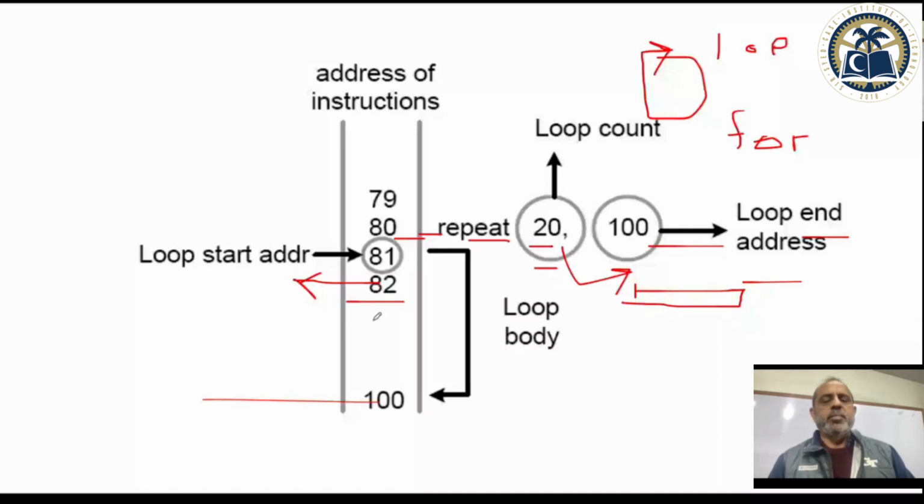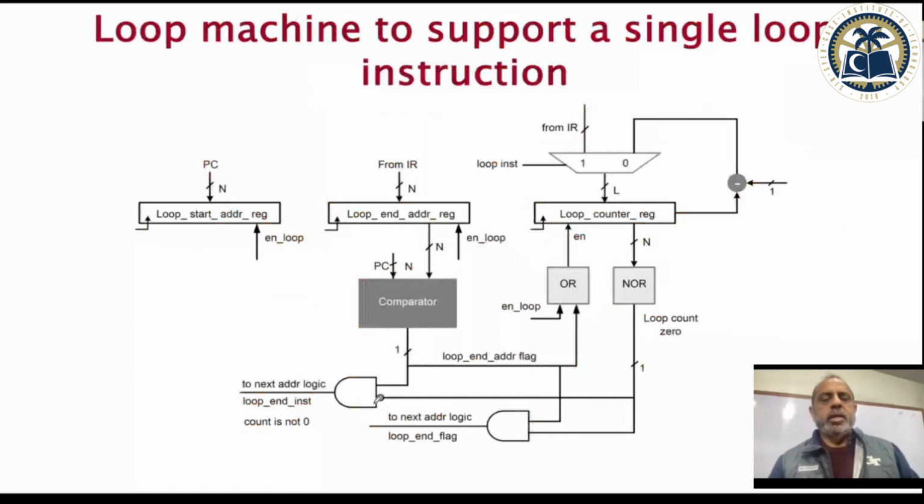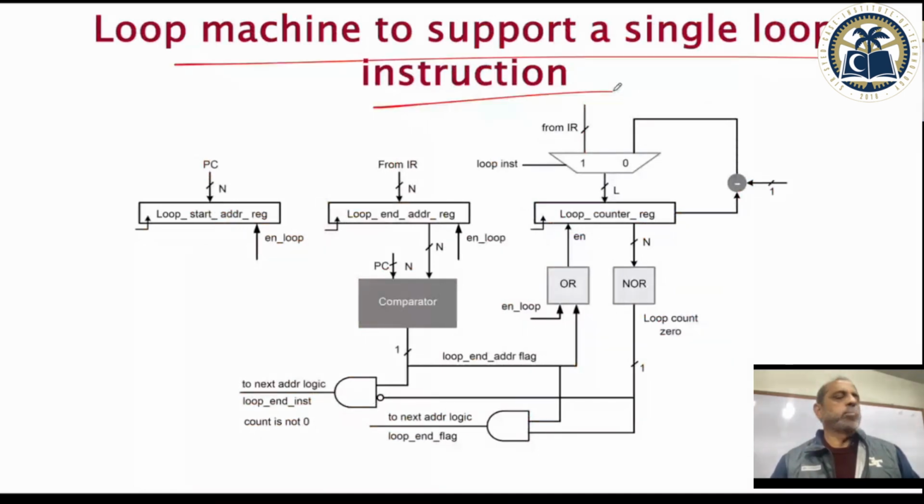So always comparing a program counter with the end address. Whenever you hit the end address, you check the counter is not 0, you go back and repeat, you go back and repeat. So this is called zero overhead looping, where you have a loop machine to support single loop instructions. You have the loop counter register, the loop end address and the loop start address. And there is a logic which ensures that you can do this all the time.